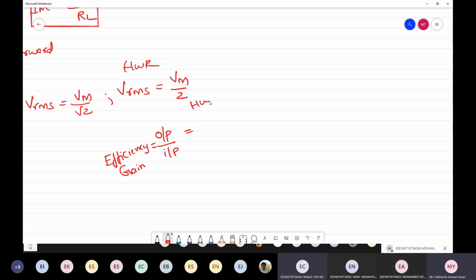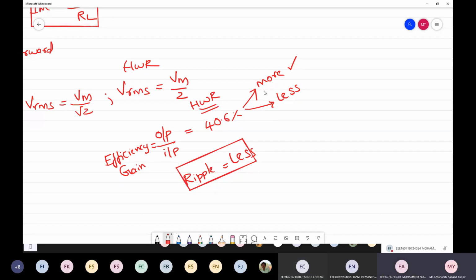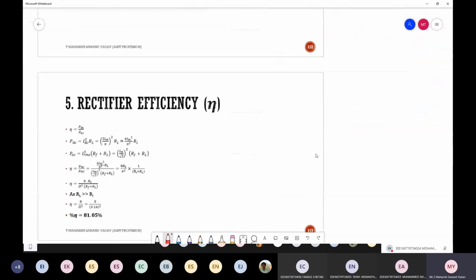So for half wave rectifier, how much efficiency did you get? Rule number 16. Efficiency for half wave rectifier is 40.6. Efficiency should be more, whereas ripple should be less. So better you remember this. Ripple should be less. Efficiency should be more. So done. Next, see here.